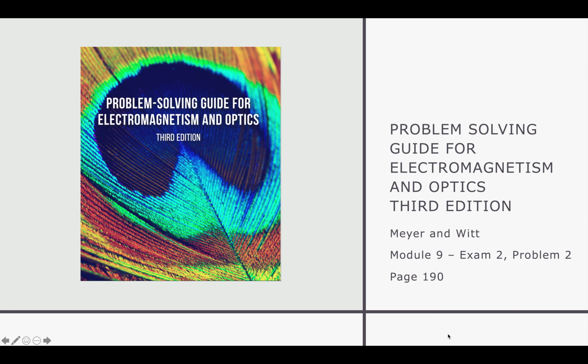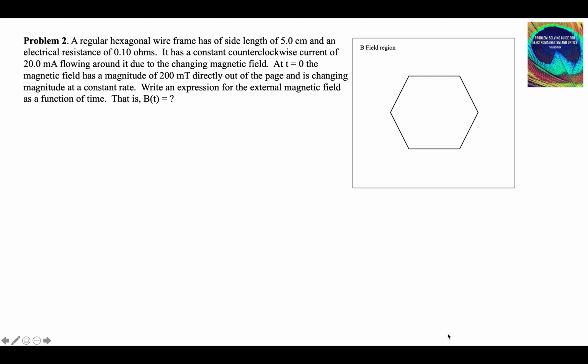This is a walkthrough of Problem 2 on Exam 2 of Module 9 in the book Problem Solving Guide for Electromagnetism and Optics. We have a regular hexagonal wire frame, side length 5 centimeters, has an electrical resistance of 0.1 ohms, has a constant counterclockwise current of 20 milliamps flowing around it due to the changing magnetic field. At t equals 0, the magnetic field has a magnitude of 200 millitesla directly out of the page and is changing at a constant rate. Write an expression for the external magnetic field as a function of time. That is, what is B of t?